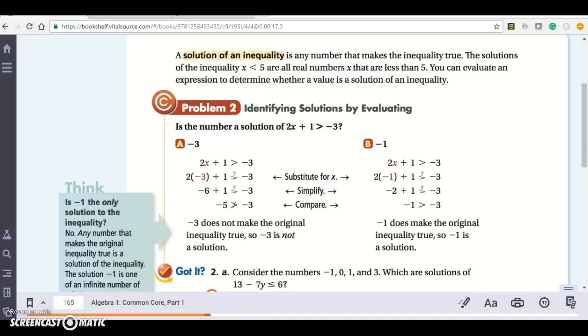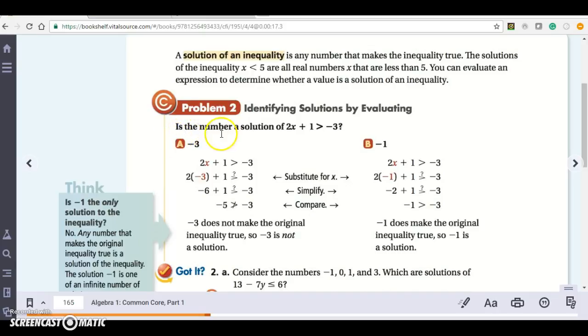Okay, let's take a look at problem 2. Above it says, a solution of an inequality is any number that makes the inequality true. The solutions of the inequality x is less than 5 are all real numbers x that are less than 5. You can evaluate an expression to determine whether a value is a solution of an inequality. So it says, identify solutions by evaluating.